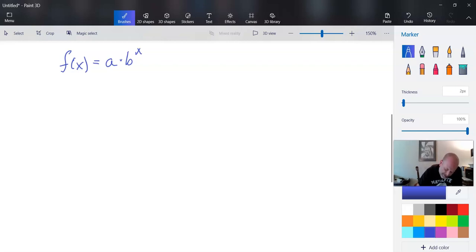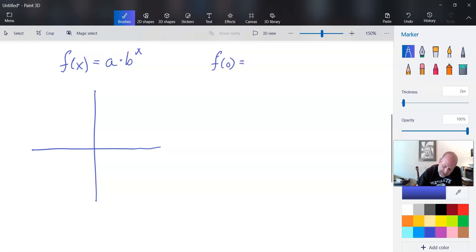Now, there's a couple of things about this. If I'm graphing an exponential function, there are certain things that happen. One, just like any other function, if I make x 0, what I get is the y-intercept, right? That's true for lines, it's true for parabolas, it's true for polynomials, it's true for rational expressions, it's true for exponentials. So if I plug in 0 here, f of 0, what I get is a times b to the 0, which is just a. So what that means is that this a is your y-intercept.